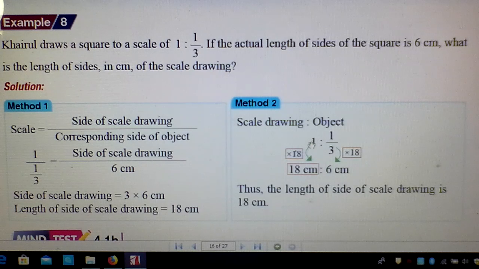Okay, the scale is 1 to 1 over 3. You want 18 to become 6 cm for the actual length. How do you make it 6 centimeter? Meaning 1 divided by 3 times 18. So you get 6. So this side also must multiply 18. So both sides must multiply 18. Then we get the length of the side of the scale drawing is 18 centimeter. Okay.